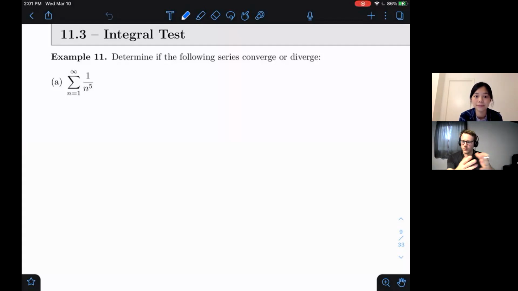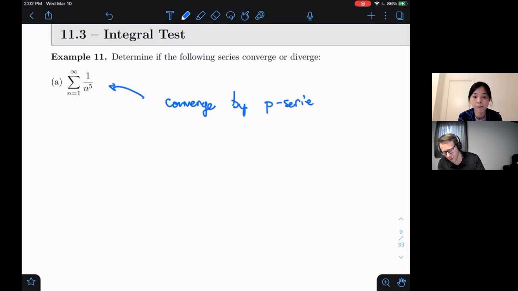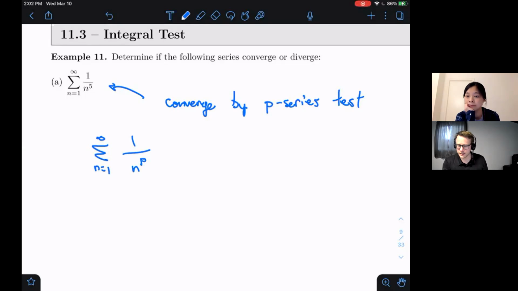Again, when we ask these sorts of questions, we're just going to ask, do they converge or diverge? So this one right here will follow directly from the P-series test. So this will converge by the P-series test. Remember, the P-series requires it to be in the form 1 over n to the p, summing up from n equals 1 to infinity. And the P-series test says, if your p-value is greater than 1, it will converge. So in this case, if I wanted to justify this, I would say that p is equal to 5, which is greater than 1. So that's why I know that this is going to converge.